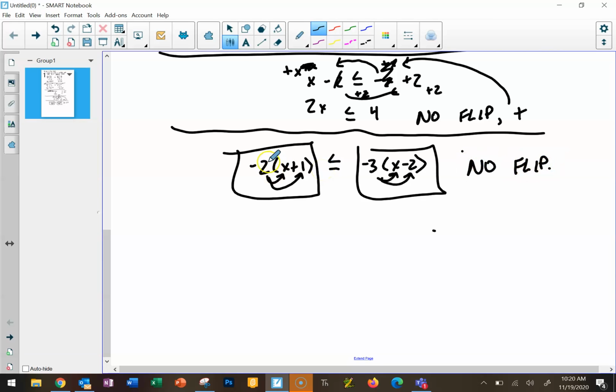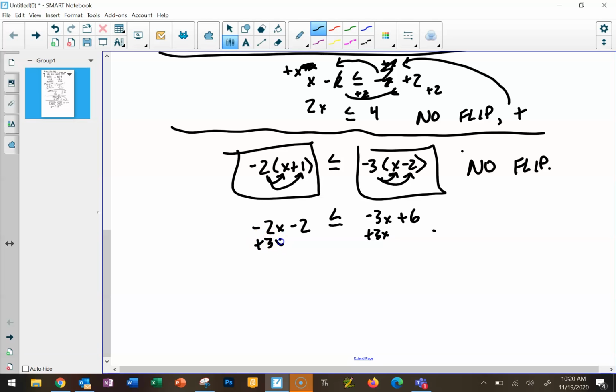You've got to use BEDMAS, and you've got to solve these first. So this is the distribution: negative 2x, and then negative 2 times 1 is a negative 2. Leave the sign. And then negative 3 times x is negative 3x, and then negative 3 times negative 2 is a positive 6. So we're down to this step, and now we want to bring all the x's over to this side, so I have to add 3x.